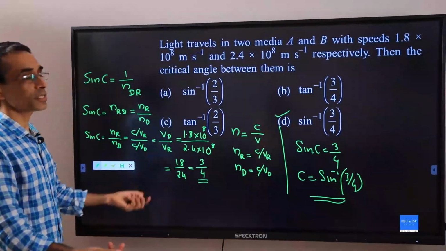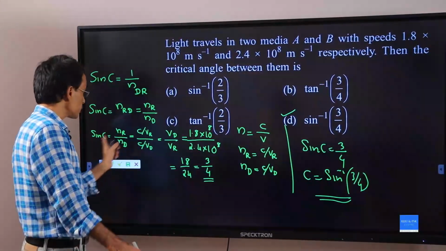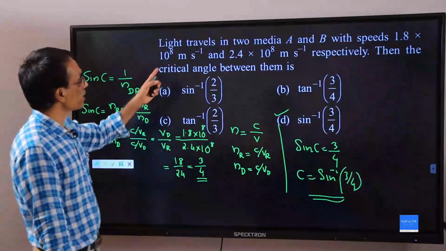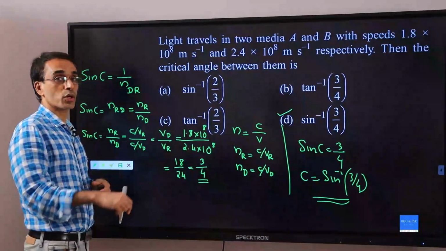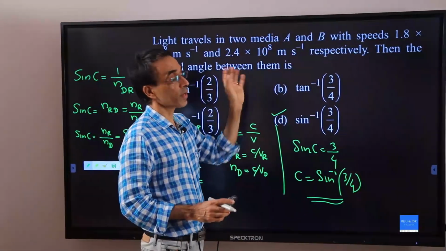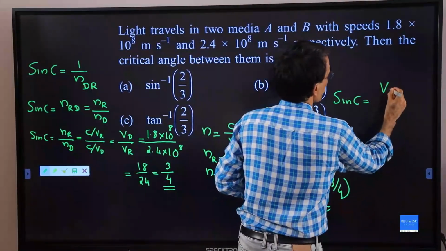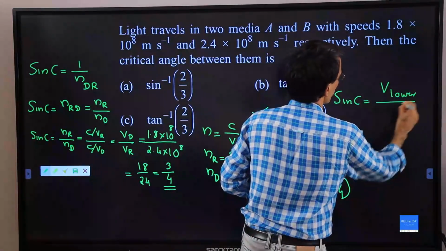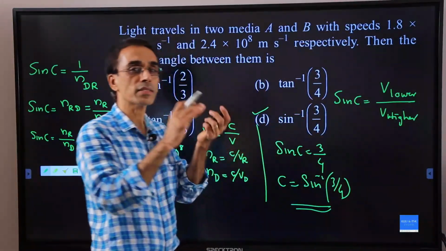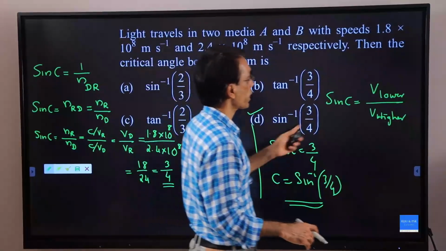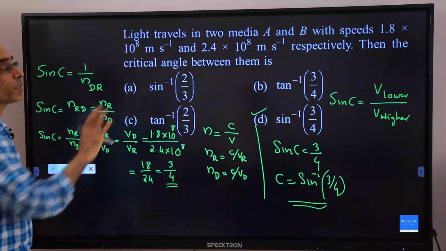I told you there is an easy shortcut because sin C should be a ratio of velocity. Understand that. Can sin C be greater than 1? No, sin C should be less than or equal to 1. So out of the two given speeds, if you want sin C in such questions, what to do? Sin C equals velocity lower divided by velocity higher, because the other possibility is not possible at all. Sin C should be less than or equal to 1, so lower speed by higher speed. So immediately 1.8 by 2.4 is your answer.